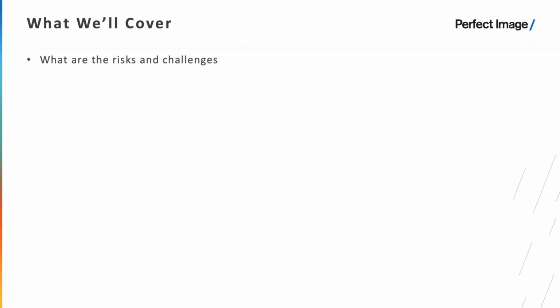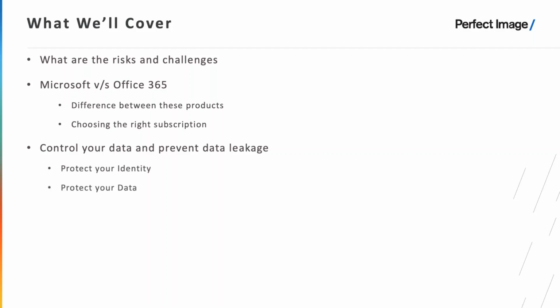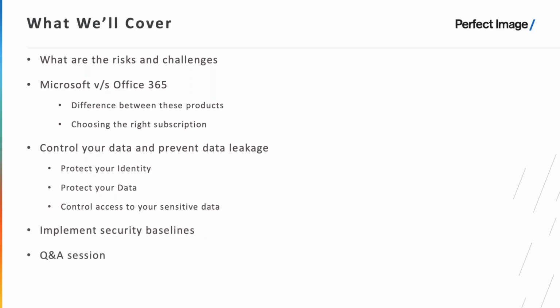So today we're going to cover what are the risks and the challenges. A little bit around Microsoft versus Office 365, so the differences between these products and helping choose the right subscription. Controlling your data and preventing data leakage. So we'll go through protecting your identity, the data, and then controlling the access to that sensitive data. We'll talk about implementing security baselines, and then we're going to have a Q&A session at the end.